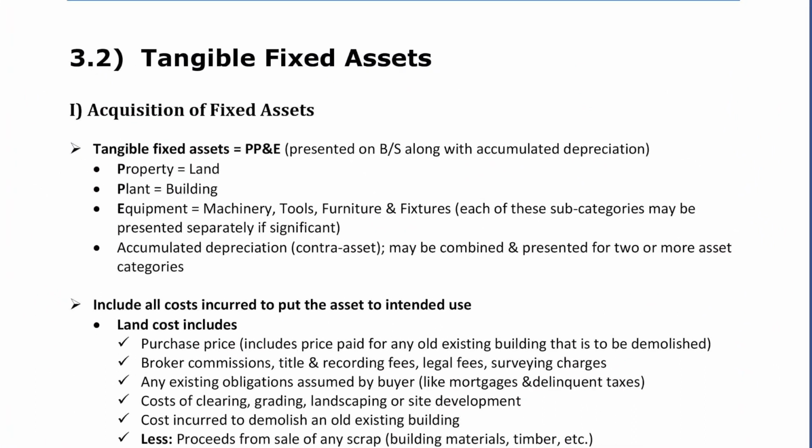We're looking at tangible fixed assets. So tangible fixed assets, that's PP&E. So highlight property, plant, equipment. Highlight include all costs incurred to put the asset to intended use. Highlight land cost, and that includes the purchase price, any commissions, fees, charges, any existing obligations assumed by the buyer, any cost of clearing, grading, landscaping or site development, cost of razing or demolishing an old building. So put a bracket there and write getting land ready for intended use.